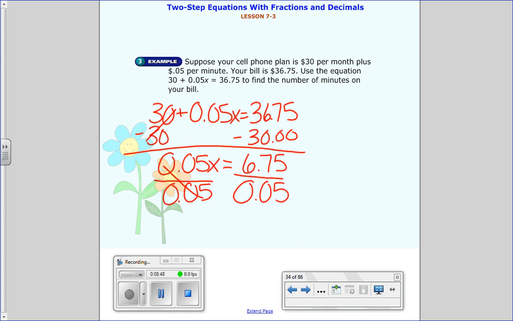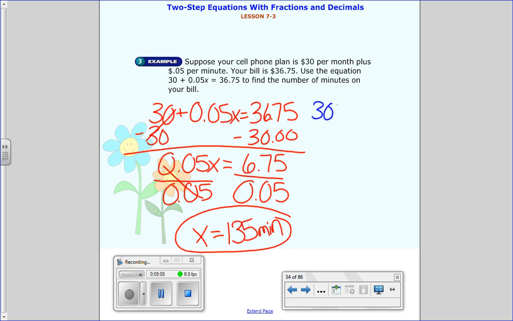And if you use a calculator to divide it out, or however you choose to do it, you end up with 135. So you were talking on your phone for 135 minutes. That's the one way you can solve it. And there's nothing wrong with it. If it works for you, it works for me.